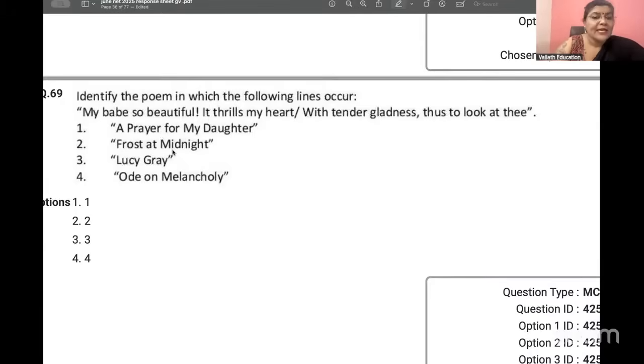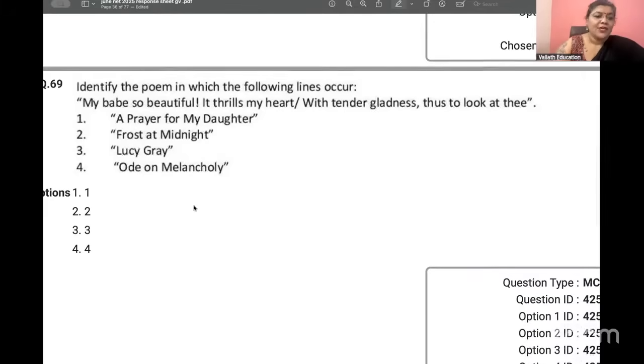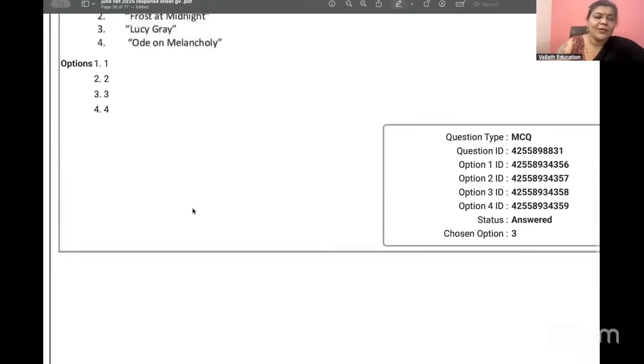Frost at Midnight is about Coleridge talking about Hartley, his son. Remember, he named him after David Hartley. So, Frost at Midnight. I have not read Frost at Midnight, but I guess it is Frost at Midnight. Like that, you get it. Anyway, you did not, doesn't matter.